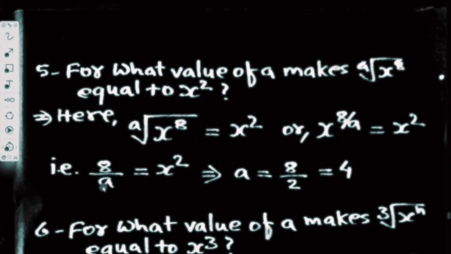It means this x square. Here it is 2, not a square, only 2. So a equals 8 by 2 equals 4.